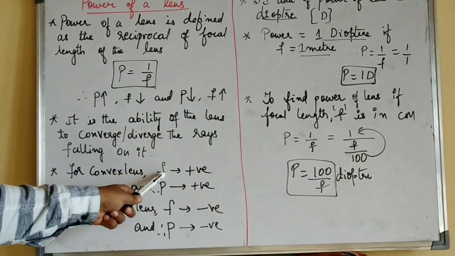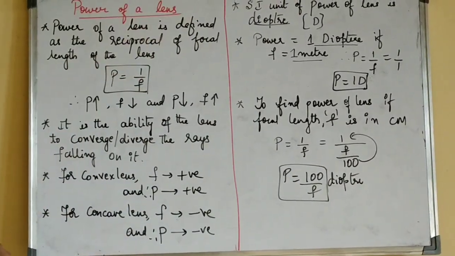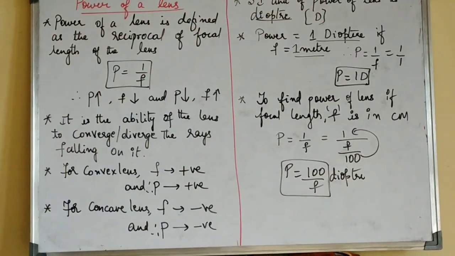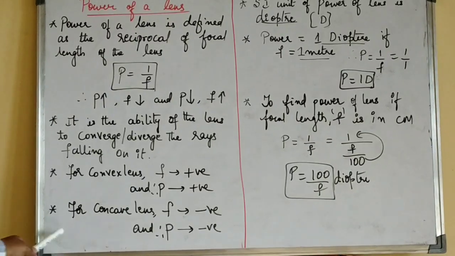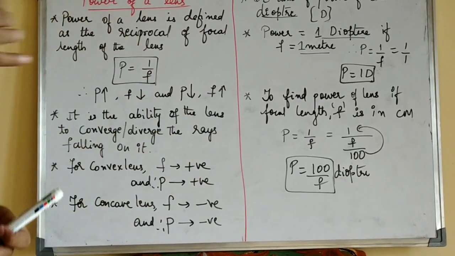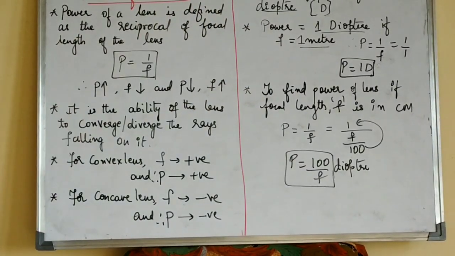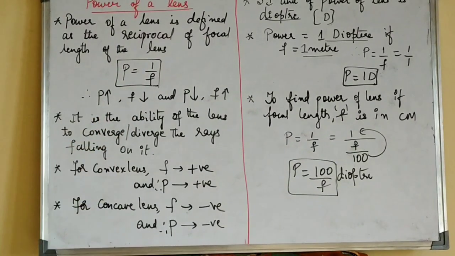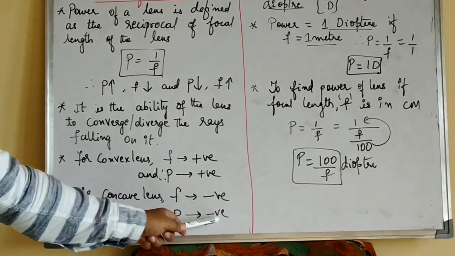Now, you know that for a convex lens, the focal length is positive. Why? Because in a convex lens, the image is formed towards the right side, in the direction of the incident ray, so all the distances will be taken as positive. So if the focal length is positive, the power is also positive. For a concave lens, in both cases the image is formed virtual, towards the left side, to the place where the object is located, which means you are measuring the distance against the incident light, which means negative. So if the focal length is negative, the power will also be negative. If the RHS is negative, the LHS is also negative. So this is how the power of the lens varies: power of the lens is positive for a convex lens, and negative for a concave lens.